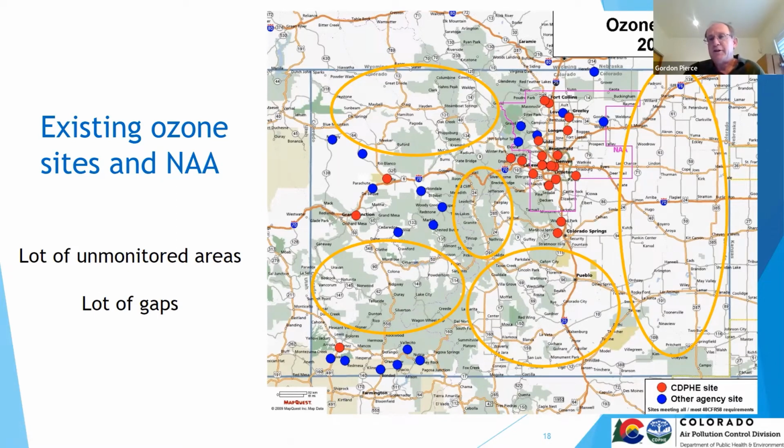But there's still big gaps, and while they may not be the highest population areas of Colorado, there still are people in those areas. And you can also see where most of our monitoring is focused, in the non-attainment area, which is outlined in that purple box. Next slide, please.